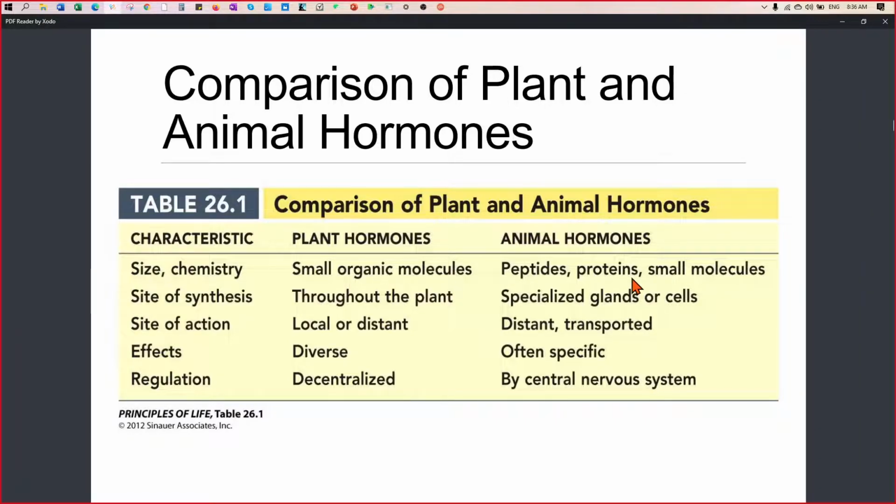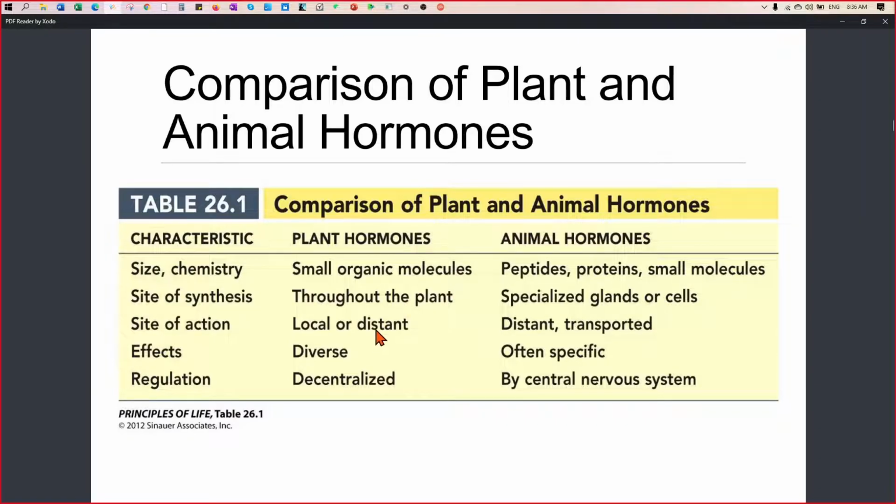You cannot say your friend, who is a male friend, has dominance over estrogen and progesterone, because that's not possible. He's a male. Even though some amount of estrogen is present, that's not dominant. So, very specialized site of action, local or distant.